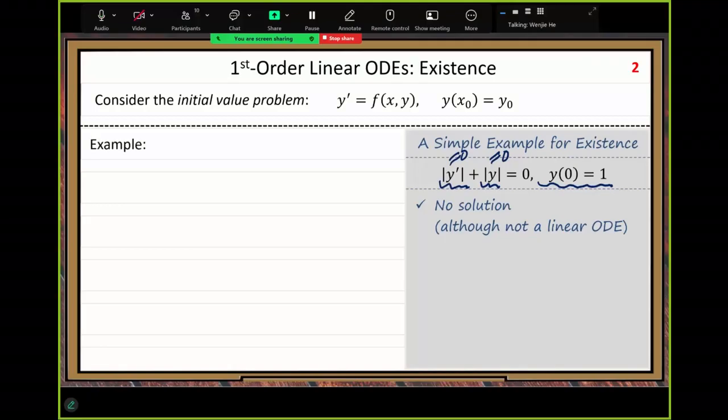Let's look at another example. Let me check the time I have. For this example, let us discuss it after the break. Let's take a 10-minute break. Then we discuss this non-trivial example.